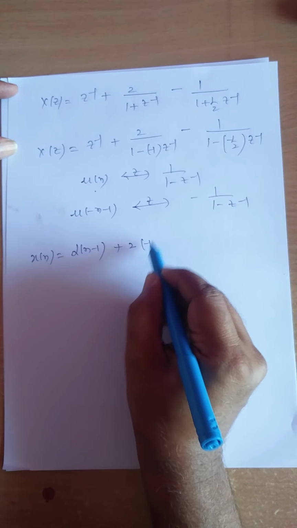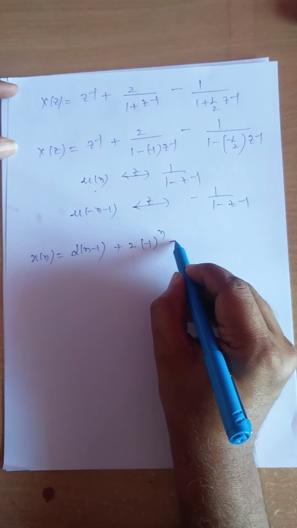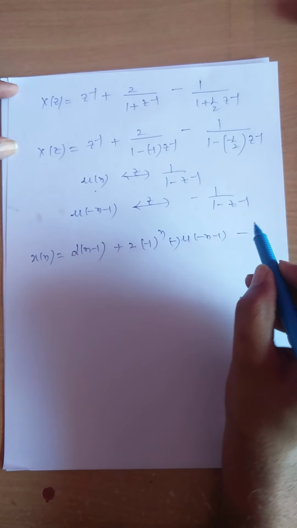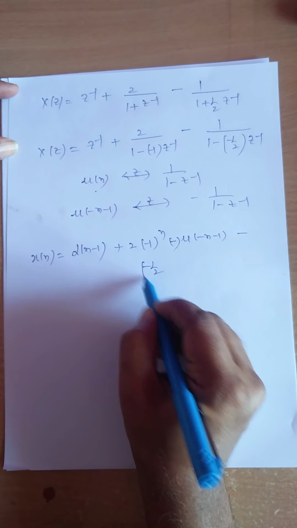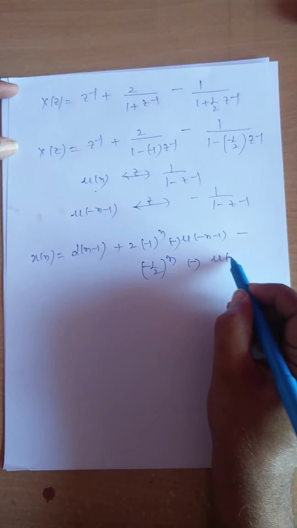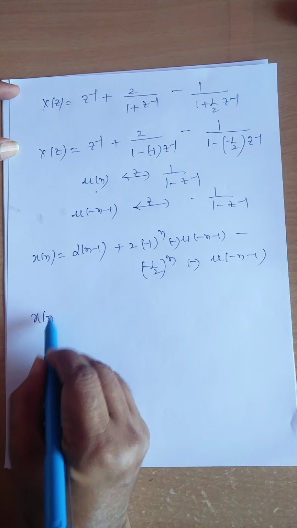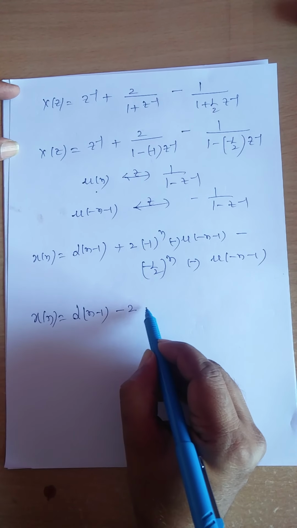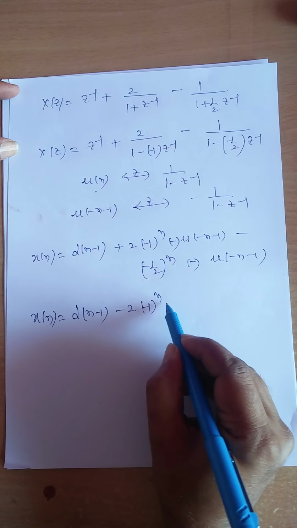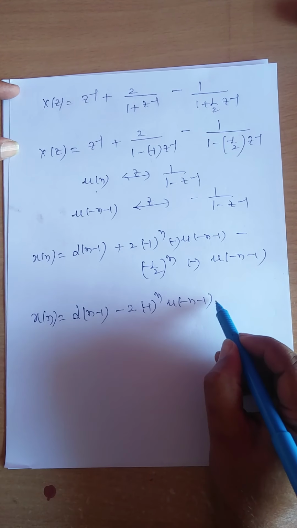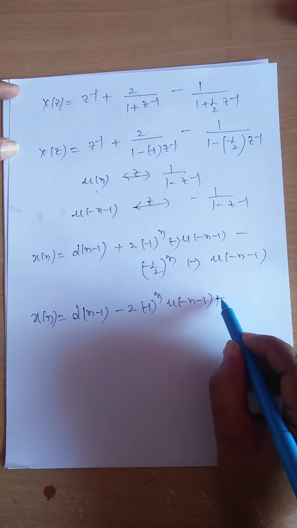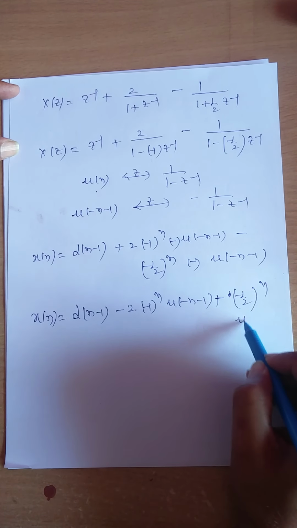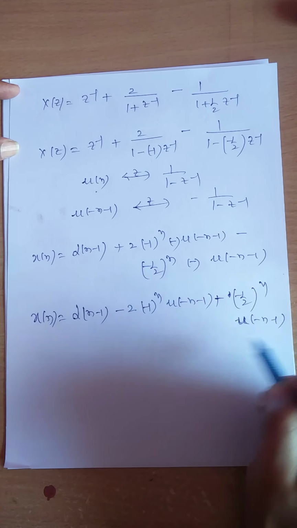plus 2 into minus 1 whole to the power of n minus of u of minus n minus 1. Okay. Similarly, minus 1 by 2 whole to the power of n minus u of minus n minus 1. Finally, I can write x of n as del of n minus 1, that is minus 2 into minus 1 whole to the power of n u of minus n minus 1. Minus of minus will become plus here, that is minus 1 by 2 whole to the power of n into u of minus n minus 1. This completes the problem.